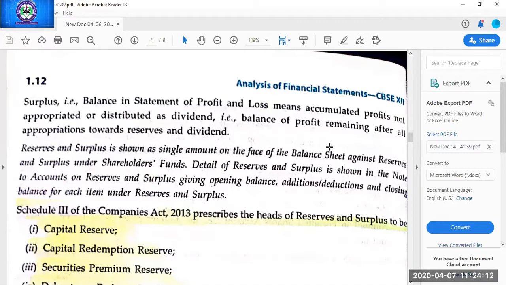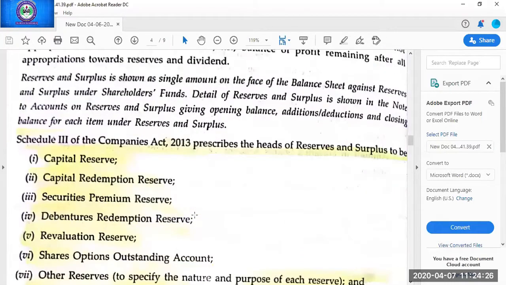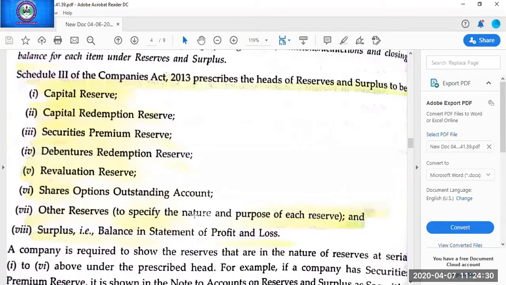So the amount of profit which we have not appropriated, not transferred to reserve or distributed as dividend to the shareholders, will be known as surplus. Reserve and surplus has different subheads, different examples. This is the note of reserve and surplus. What items do you have to keep in reserve and surplus, and how will the question come?